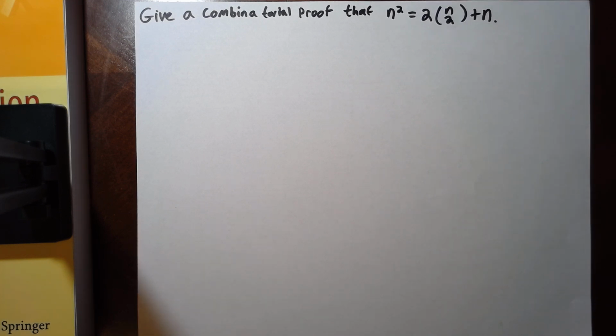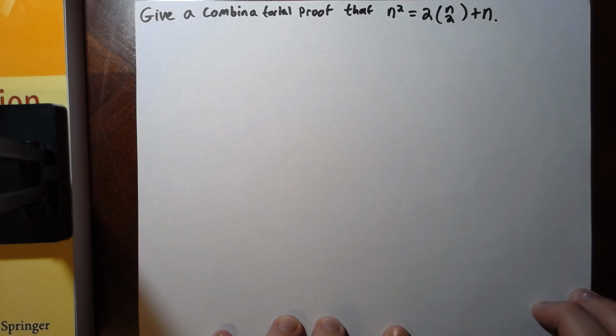Alright, so today we're going to work on another combinatorial proof. This one we're asked to give a combinatorial proof that n squared is equal to 2 times n choose 2 plus n. And the way we're going to do this one is we're going to consider an alphabet.